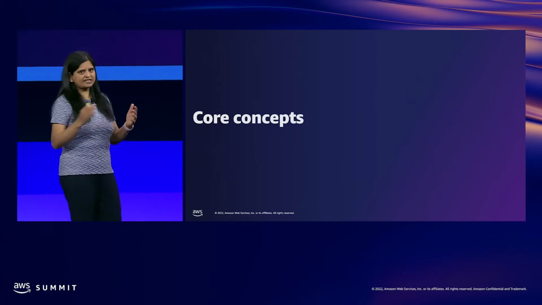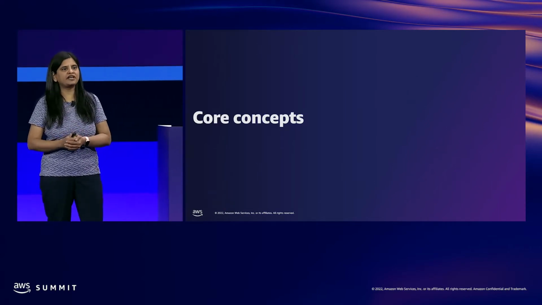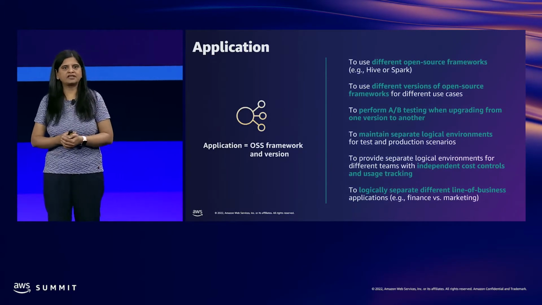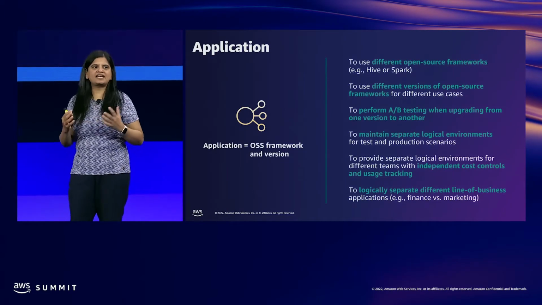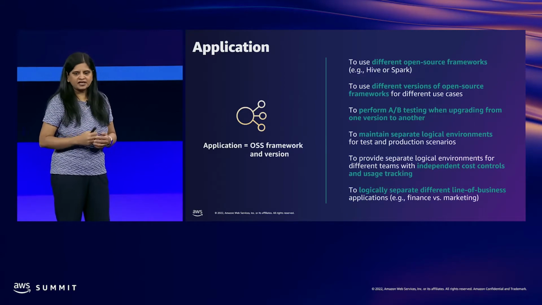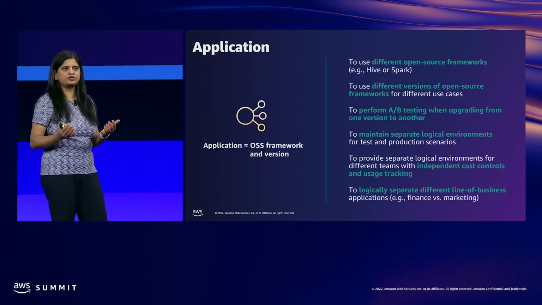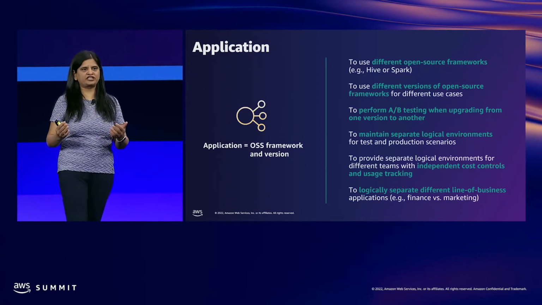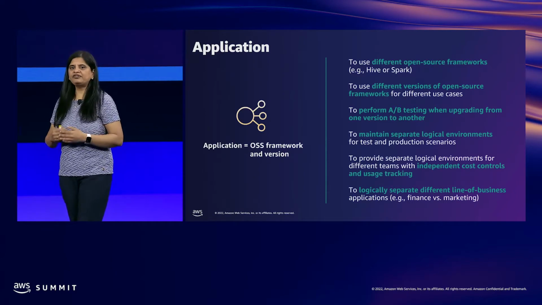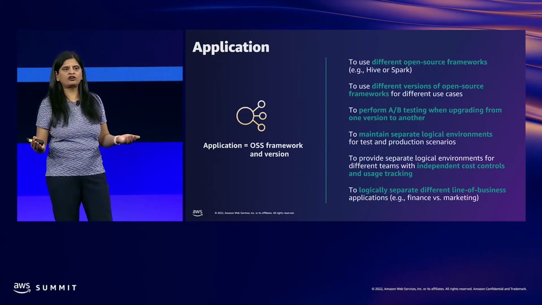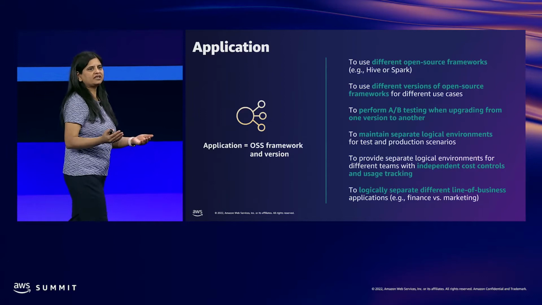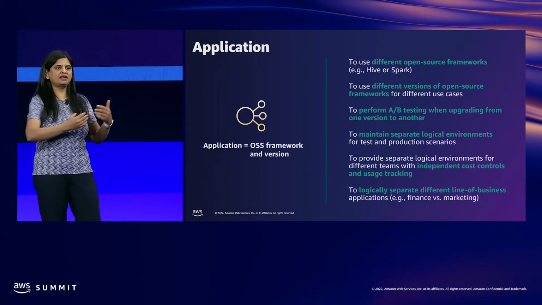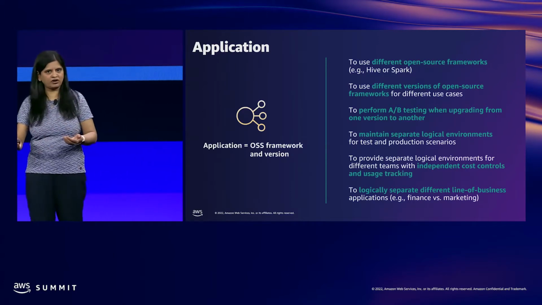So with that, let's dive into some core concepts we have introduced with EMR Serverless, beginning with EMR Serverless application. An EMR Serverless application is an entity that comprises two elements. The first is the OSS framework that you chose, for example, Apache Spark or Apache Hive. And the second is the version that you want to run. For example, if you want to run Spark 3.1.2, then you specify the version as EMR release label 6.5, because that's the highest label, that version that carries 3.1.2.